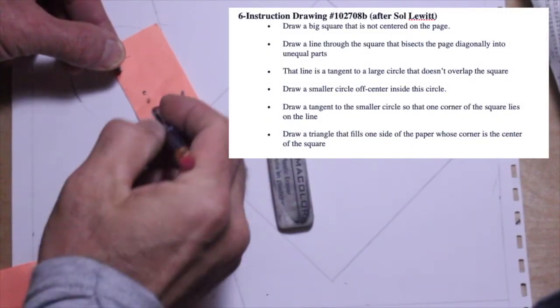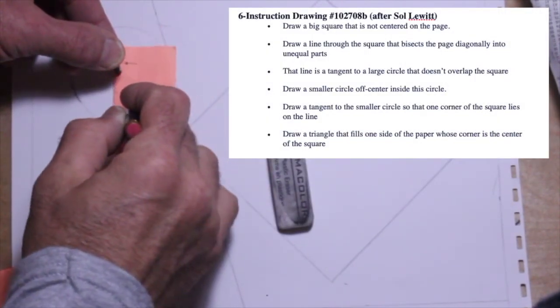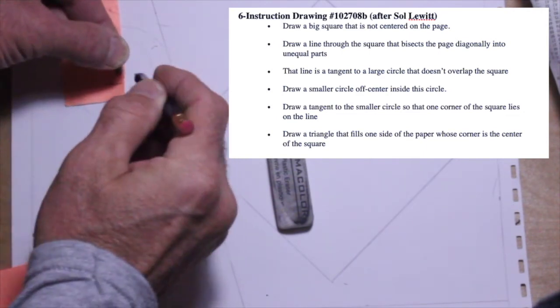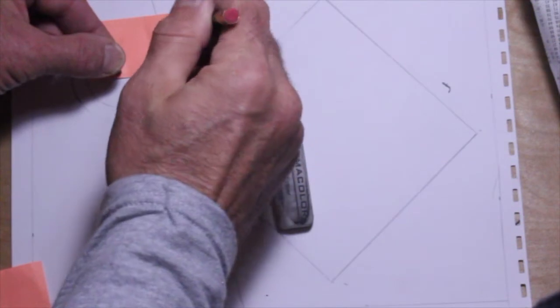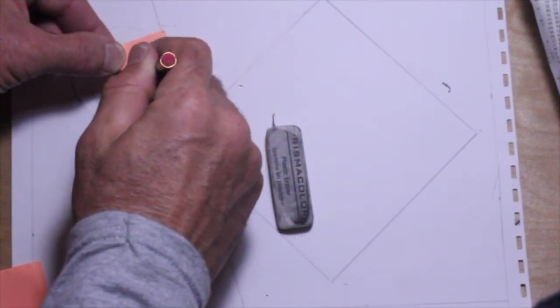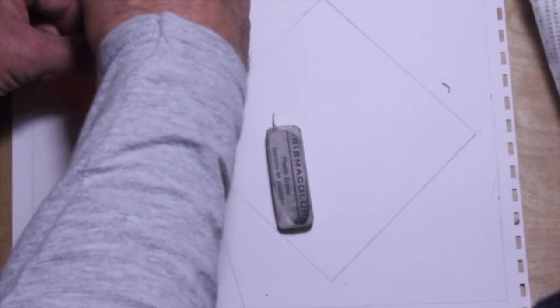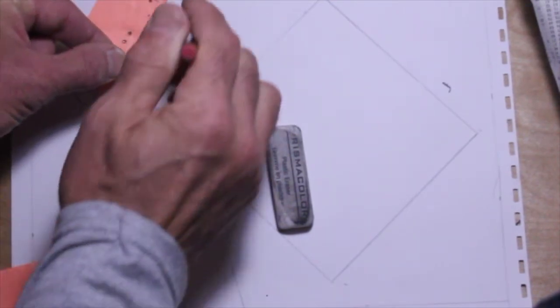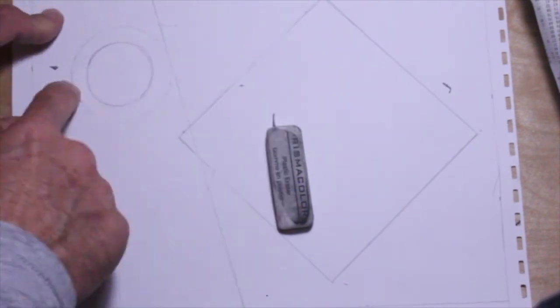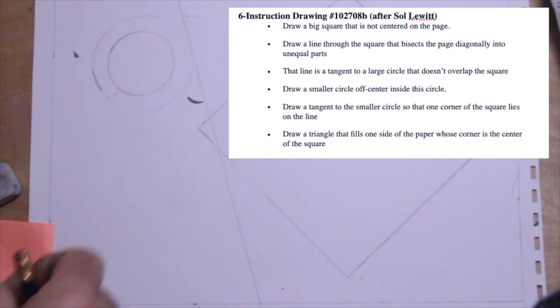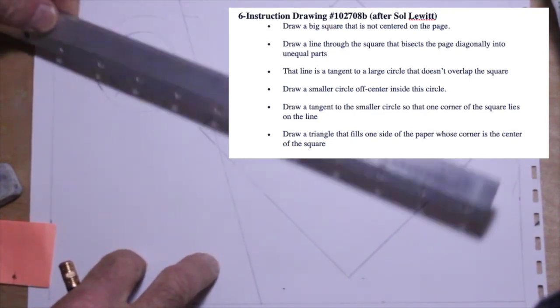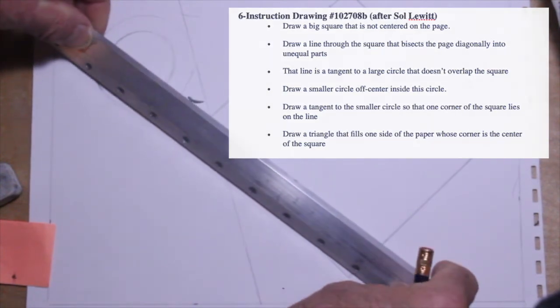The directions say draw a smaller circle off center within the other circle. And I'm doing that right now. I'm being very careful as I do this, so I make sure I do my circle properly. Right. Let's look at it. The next instruction is draw a tangent to the smaller circle so that the corner of the square lies on the line.